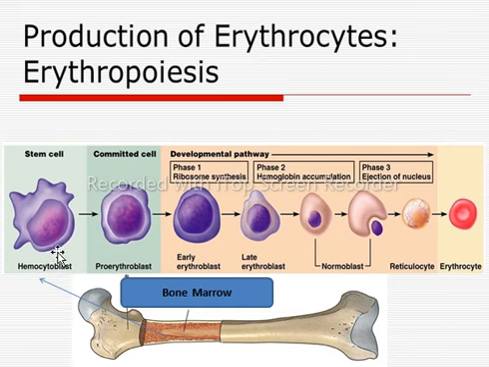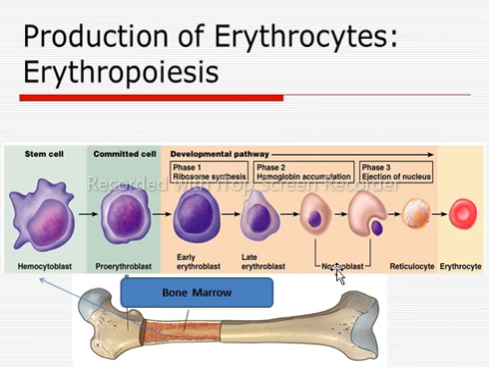Hematopoietic stem cell differentiates into pro-erythroblast. This pro-erythroblast will then differentiate into early erythroblast. In this stage, we can see ribosome synthesis. Then it will differentiate into late erythroblast, in which ribosomes start synthesizing lots of hemoglobin, which is responsible for carrying oxygen.